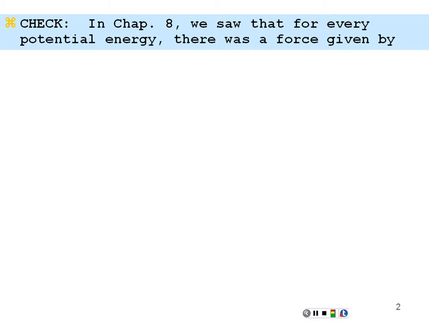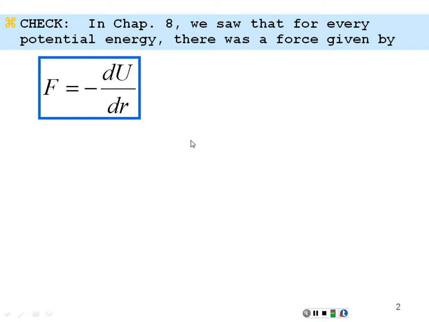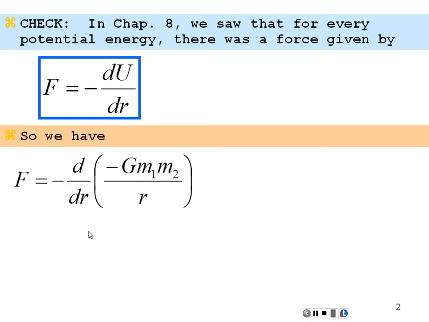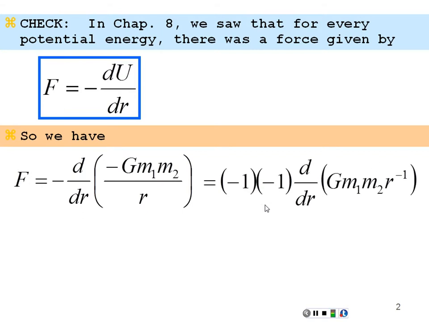In Chapter 8, we saw that for every conservative force, there is a potential energy, and we can derive the force from the potential energy by taking the negative derivative of the potential energy function. So let's try that with this binding energy. If I take the negative derivative of this binding energy with respect to r, we have negative d/dr of negative G, mass 1, mass 2 over r. Negative 1 times negative 1 cancels out, and then we have the derivative with respect to r of G, mass 1, mass 2, r to the negative 1.